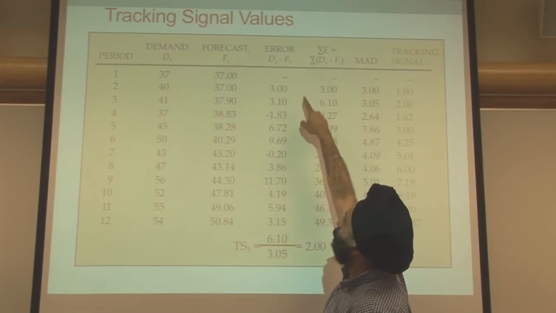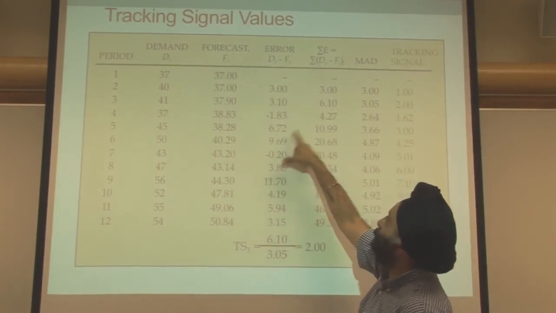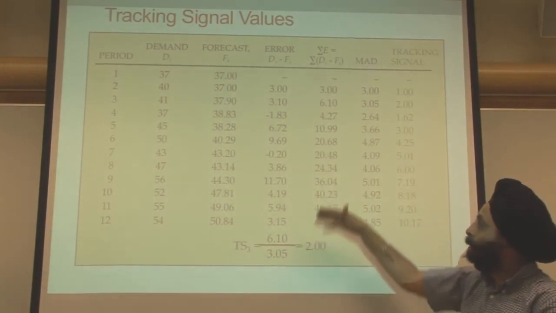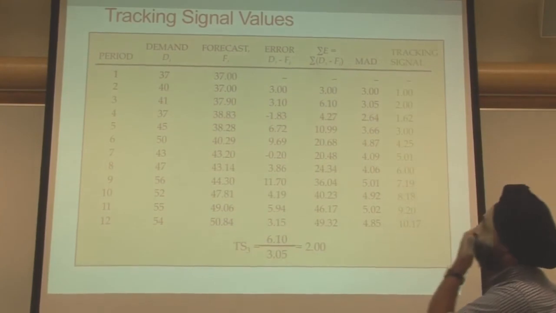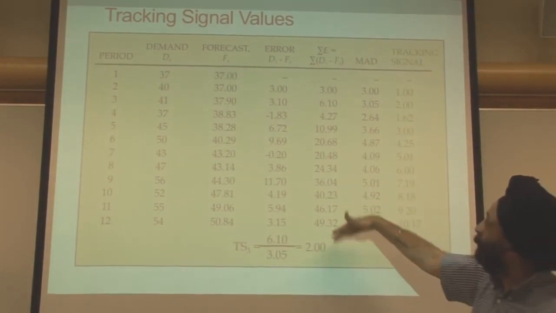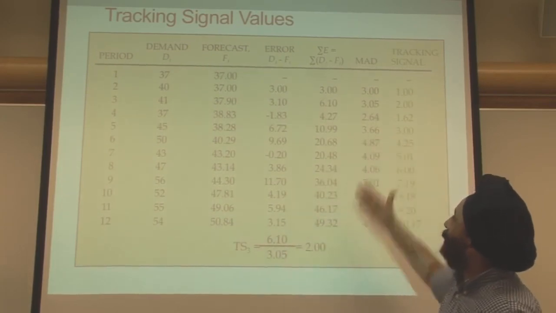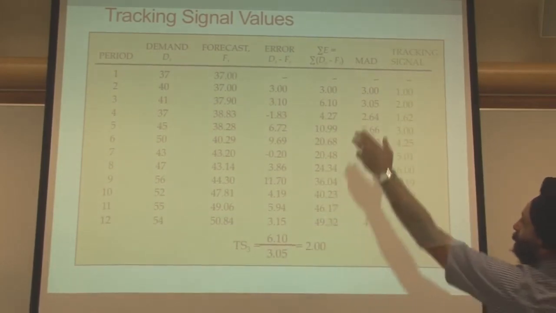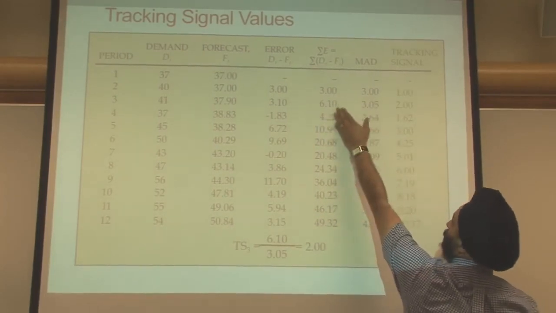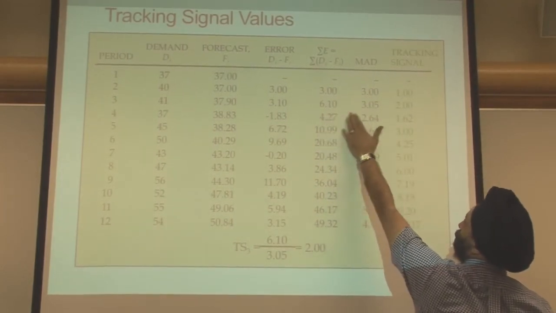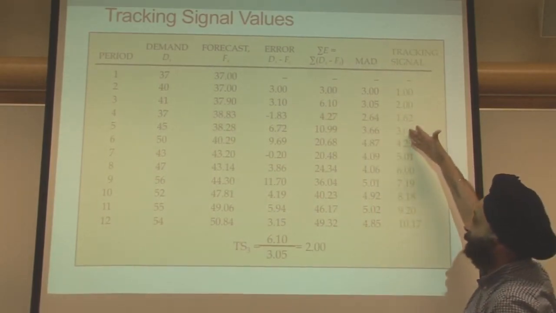Then add to this whole number 4.27 plus 6.72 is 10.99, and keep going. Everything added till this point becomes this number over here. So that's the running sum of forecast error. You have those, and for each of these, you can calculate the MAD and then divide the running sum of forecast error by MAD. So 3 over 3 is 1, 6.1 divided by 3.05 is 2. So you can see what the tracking signal looks like.